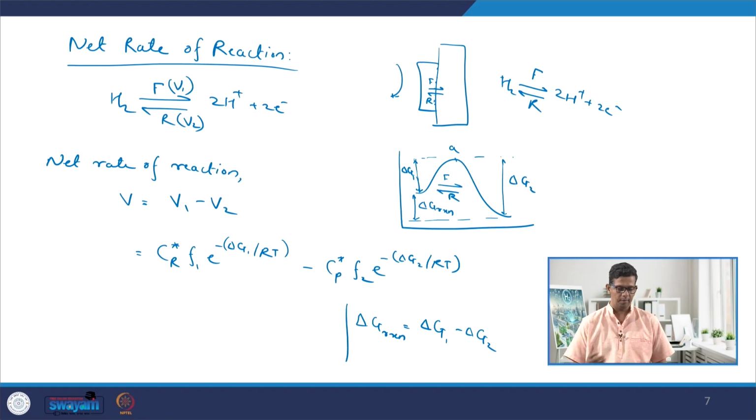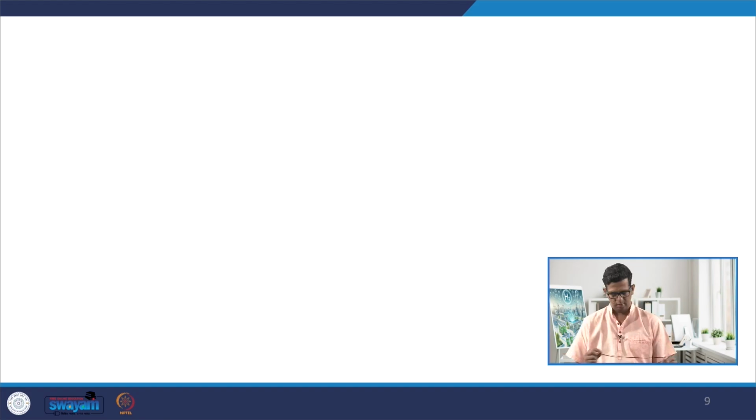If we want the reverse reaction to be favored, we need to tune the activation barrier for this reaction in such a way that delta G2 is smaller than delta G1, and in that case only the reverse reaction will be favored. So, let us talk about the exchange current.